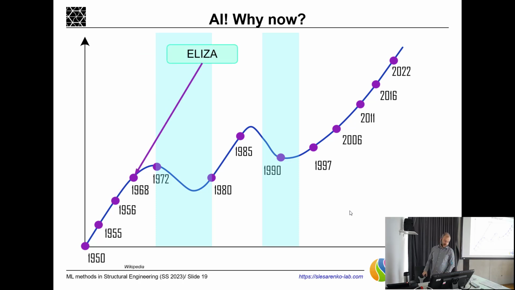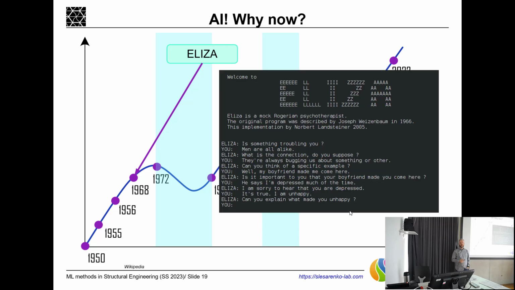So what we have then, we have 1968. We have the very famous ELIZA. Do you have any idea what ELIZA is? Who is she? Okay. ELIZA is the first chatbot that basically uses artificial intelligence. This is a conversation with the bot. ELIZA is a mock Rogerian psychotherapist, and the original program was described by Joseph Weizenbaum in 1966. Oh, I think I had the date wrong. And this implementation is very modern, but basically using the same approach.